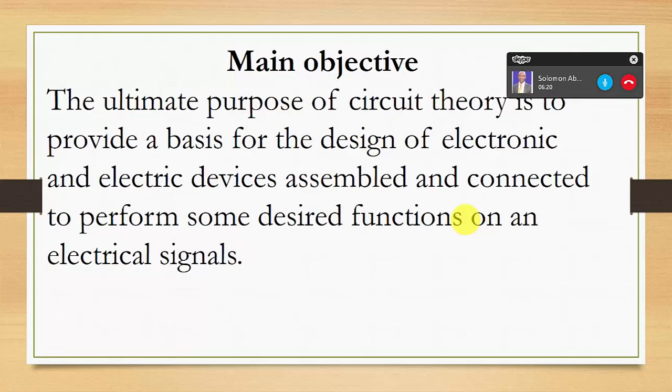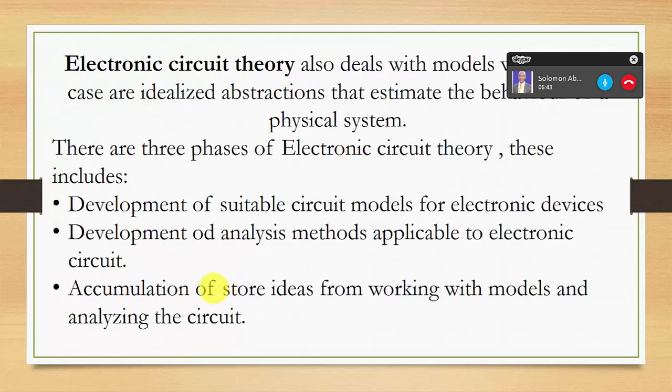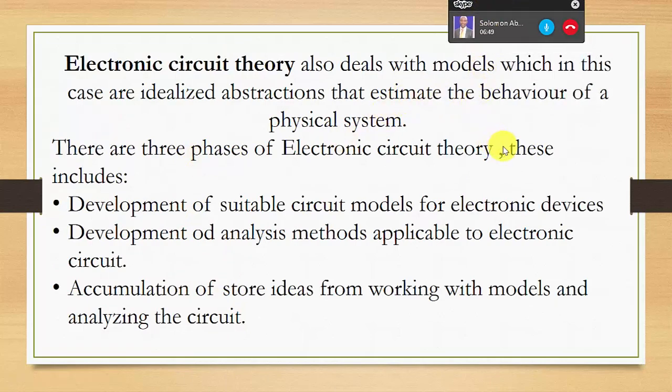This is my slide 2, I'm going to slide 3. The main objective of circuit theory is to provide a basis for which design of electronic and electrical devices can be assembled and connected together in order to perform desirable functions or operations on electrical signals. My slide 4. We also know that circuit theory also deals with models. When we say models, we are referring to idealized abstractions that estimate the behaviors of physical systems.